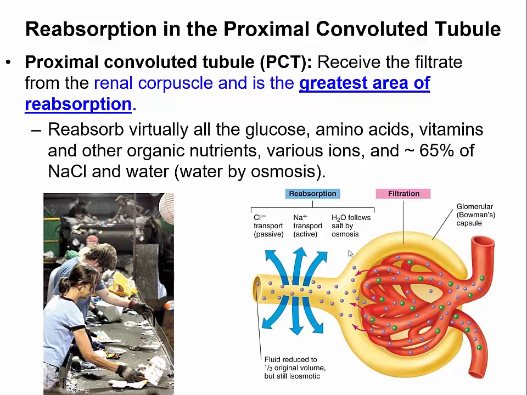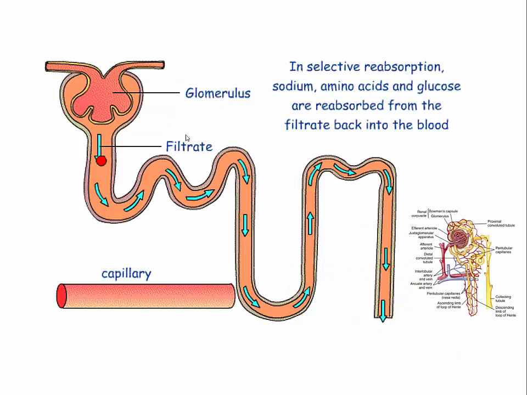Here, the proximal convoluted tubule reabsorbs virtually all the glucose, amino acids, vitamins, other organic nutrients, a whole host of various ions, and about 65% of the sodium chloride and water, by osmosis. So we're going to see the glomerulus as a filter. Substances come through the glomerulus. The smaller substances, such as the ions, amino acids, and glucose, move through the glomerulus into the filtrate. And then in this first part, the proximal convoluted tubule, virtually all the amino acids, all the glucose, a good portion of the sodium, and many other ions are going to get reabsorbed.